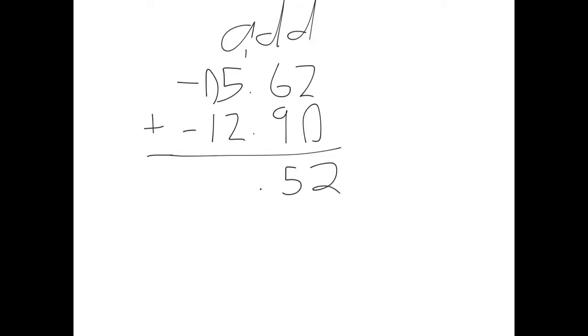Then 5 plus 2 is regularly 7, but it would be 8 because you add 1. 5 plus 2, 7 plus 1, 8. And then 0 plus 1 is 1. So it would be 18.52 as your answer. But it's not all done. Since it's negatives, you're going to have to put a negative sign in front of that, which gives you the answer of negative 18 and 52/100ths.